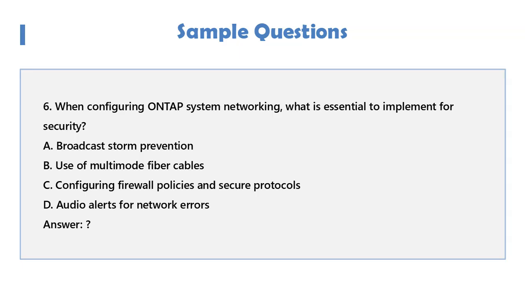6. When configuring ONTAP system networking, what is essential to implement for security? A. Broadcast storm prevention. B. Use of multimode fiber cables. C. Configuring firewall policies and secure protocols. D. Audio alerts for network errors.